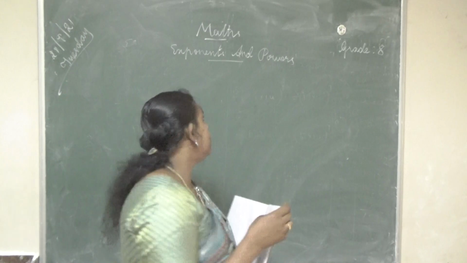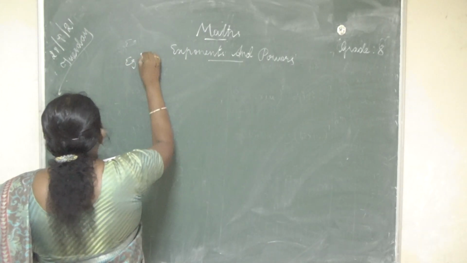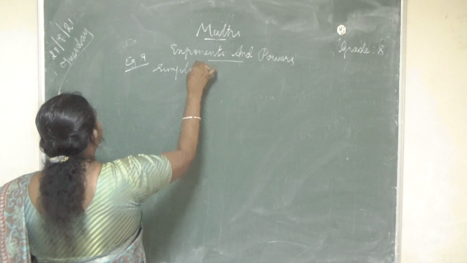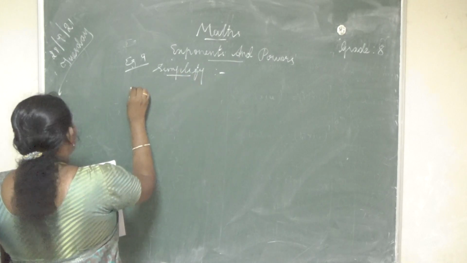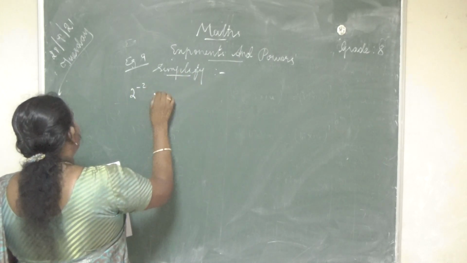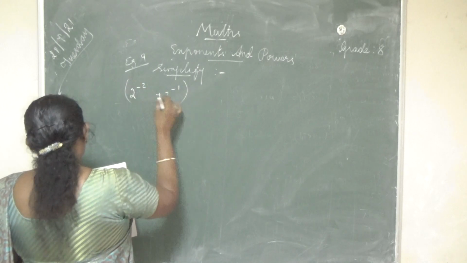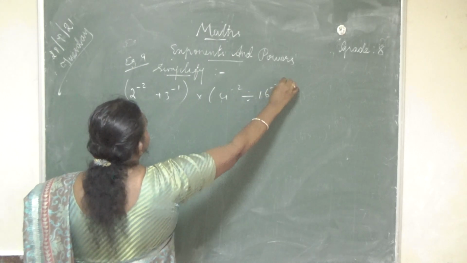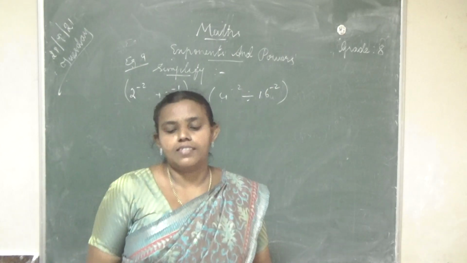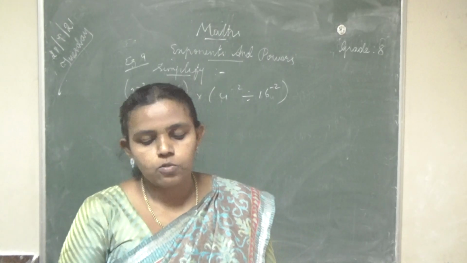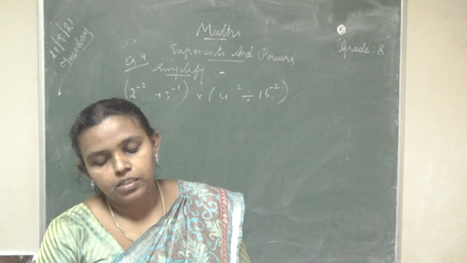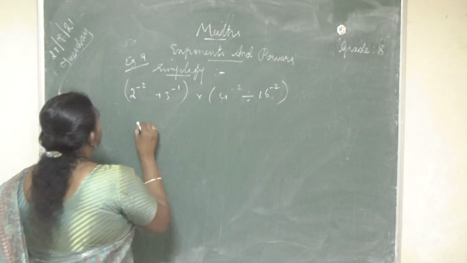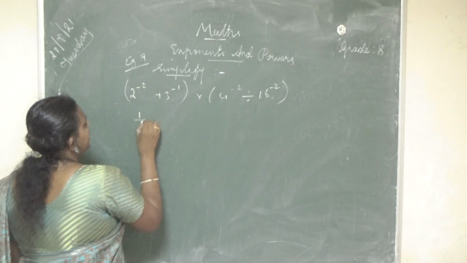So today we will do example 9. Simplify 2 power minus 2 plus 3 power minus 1, into 4 power minus 2, divided by 16 power minus 2. So 2 power minus 2, this is a negative exponent, so I can write it like this.